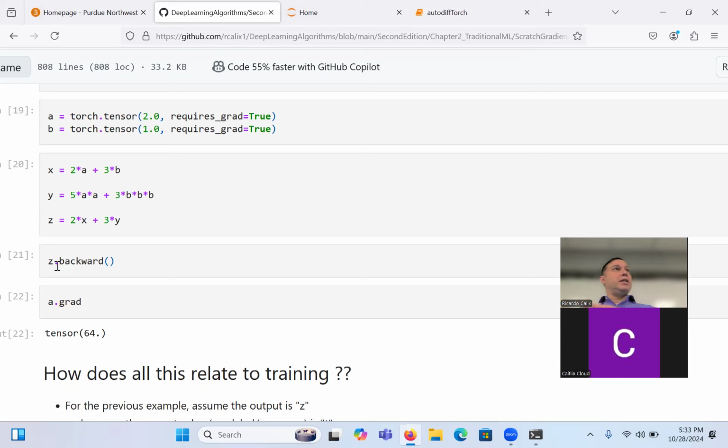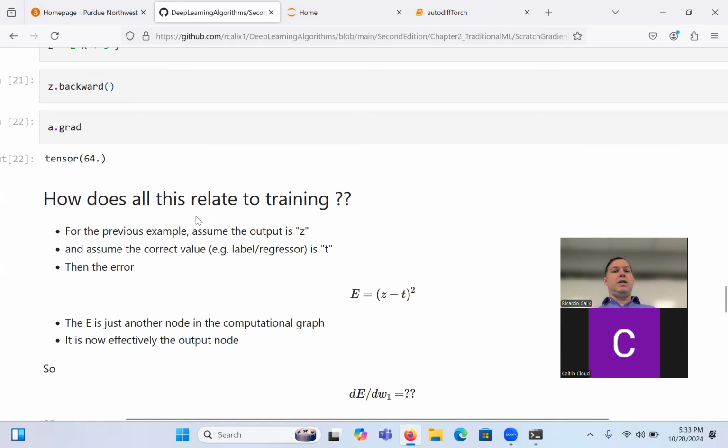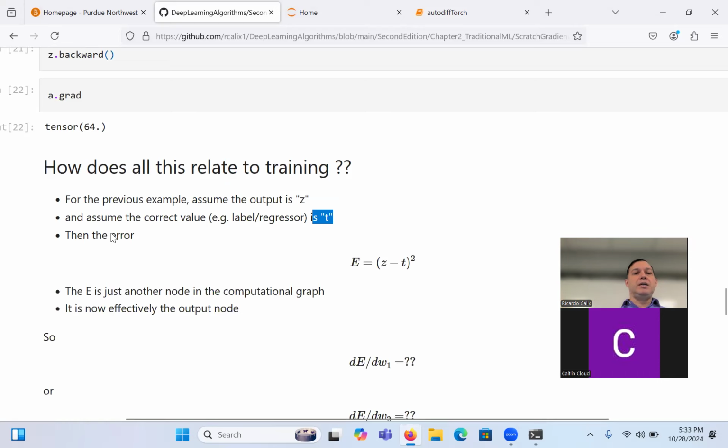The function gets an input and produces an output. But during training, you need to do something to update the weights. What you're going to do is compare the predicted to the real. For the previous example, we assumed that the output is Z. Therefore, there is a corresponding real value, and we're going to call that T, which you can call the label or the regressor. In this case, I'm assuming it's regression, like temperature. So the error now becomes (Z minus T) squared.